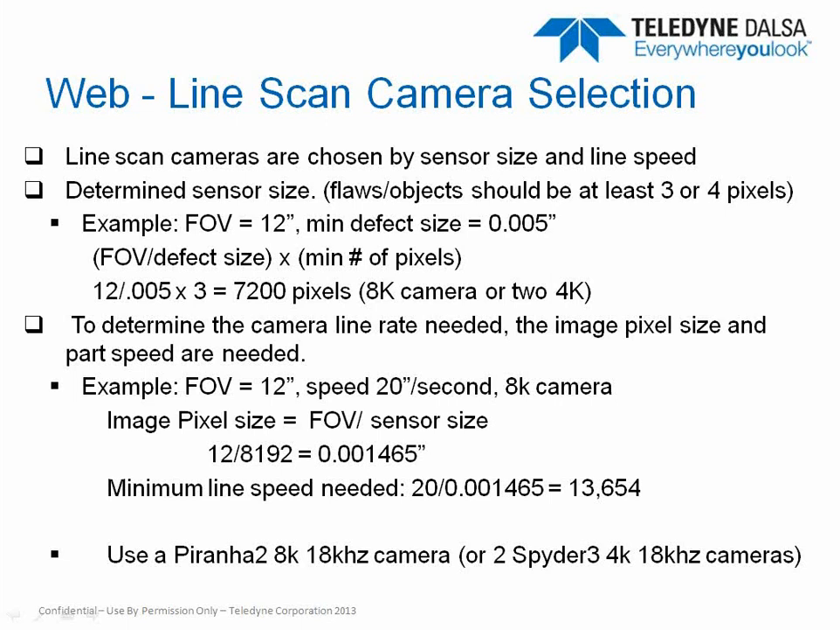Line scan cameras are basically triggered by the speed of the object or the motion. So if you want to determine the speed needed, you take the field of view at 20 inches per second with an 8K camera. So you do 12 divided by the number of pixels, and you get basically 1,000ths of an inch per second. So times 20, so your minimum speed is 13,654 kilohertz. So if you use an 18 kilohertz camera, you would be good, or like I said, a 4K 18 kilohertz camera.